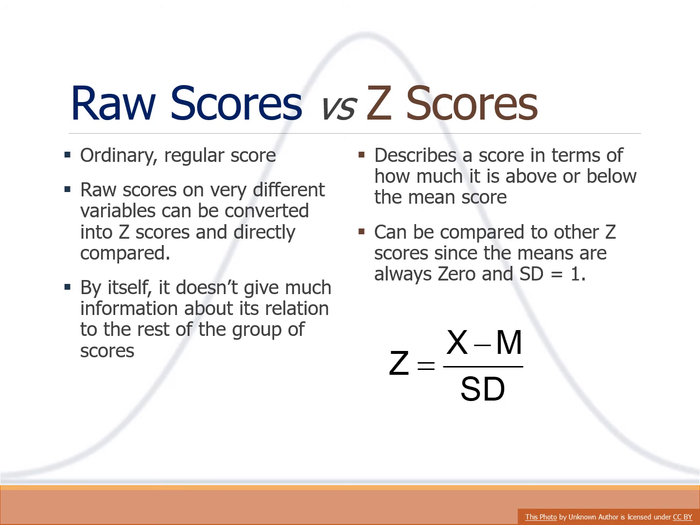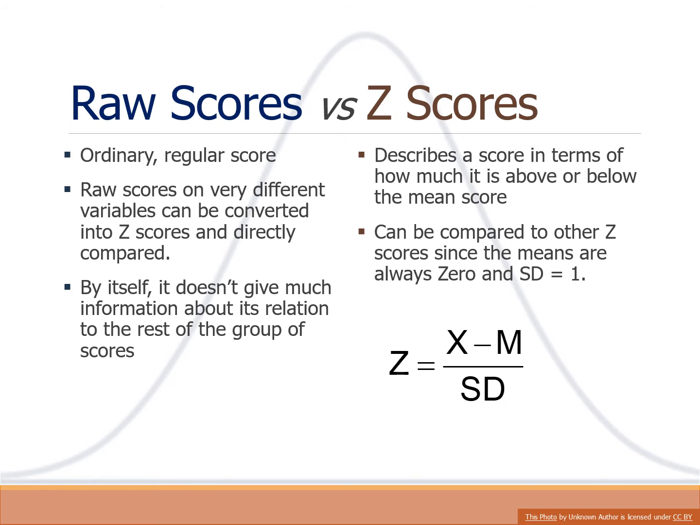about their relationship with the rest of the group of scores. And so they're just raw scores. We have to do something to convert them into z-scores to make them more meaningful. A z-score describes a score in terms of how far it is above or below the mean score.